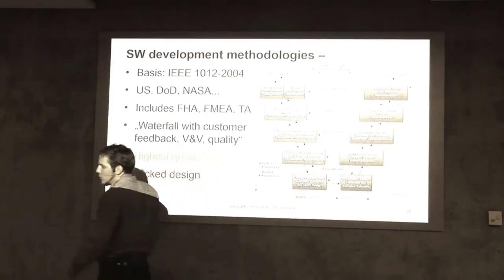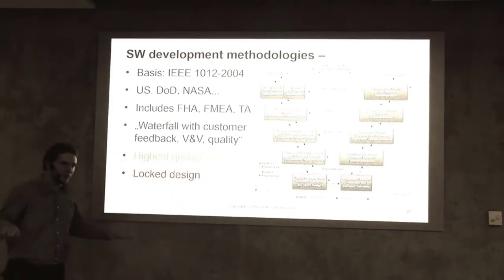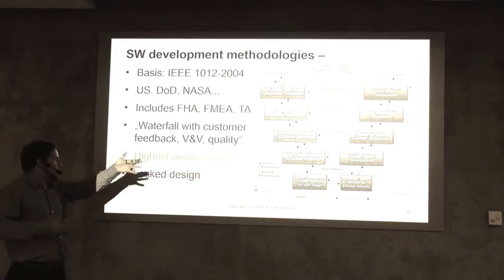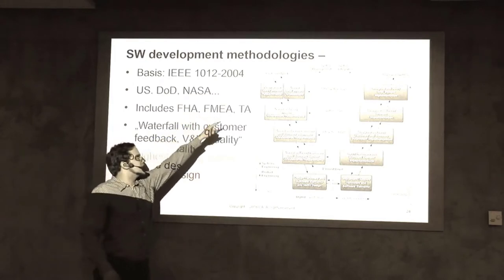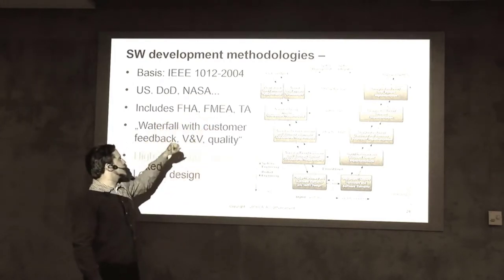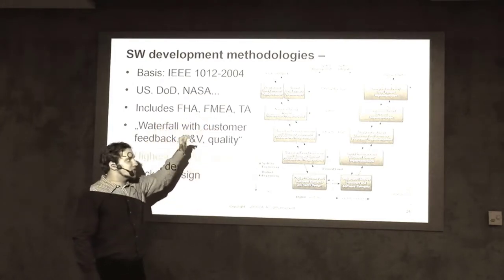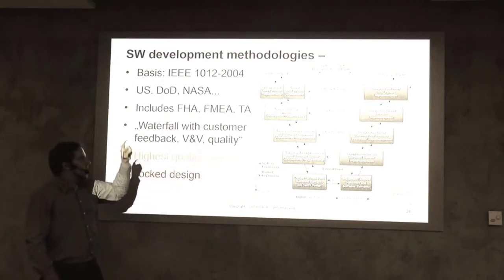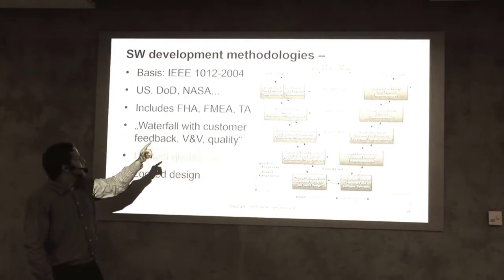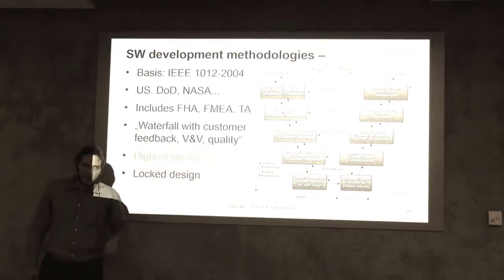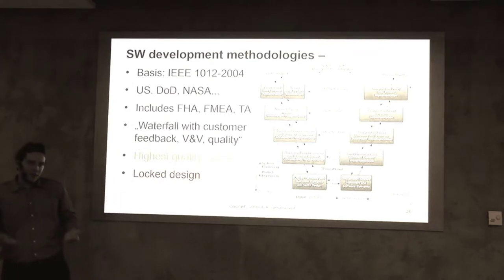This is an approach which is used for the highest quality systems. If you want to develop a nuclear power plant control system or a space system, you use this. At the first phase, it's explicitly required that you do functional hazard analysis, failure mode effect analysis, test analysis, and stuff like that. And that's why this approach, the V model, is being used by the Department of Defense, NASA, etc. Because you don't want to rush your software to Mars only to sentence your astronauts to death, right?